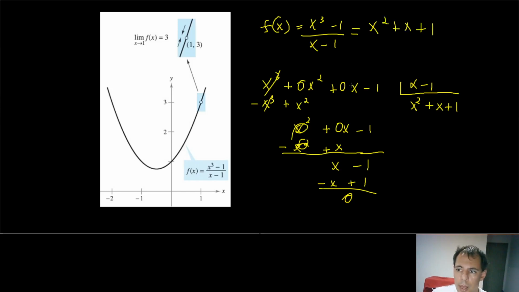Now, as x approaches 1, x could not approach 1 here, but x can certainly approach 1 here. So as x approaches 1, what's this going to become? It's going to become 1 squared, which is 1, plus 1, plus 1, which is 3. So the limit exists, and that's what you can see in this part right here. The limit exists. As x approaches 1, the limit of f of x is going to be equal to 3, even though it's not defined at this point right here.